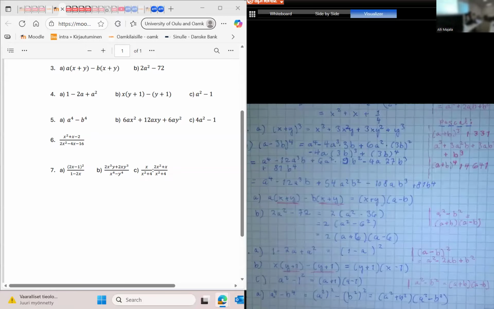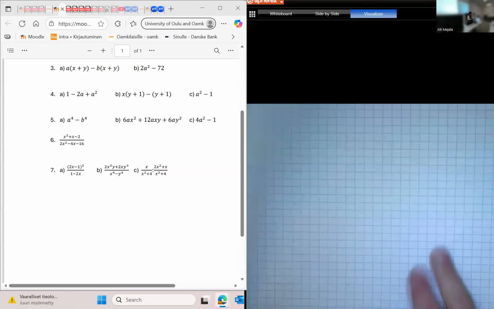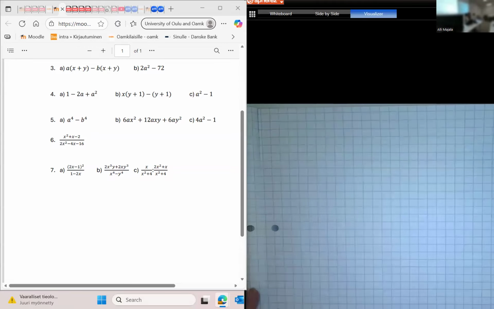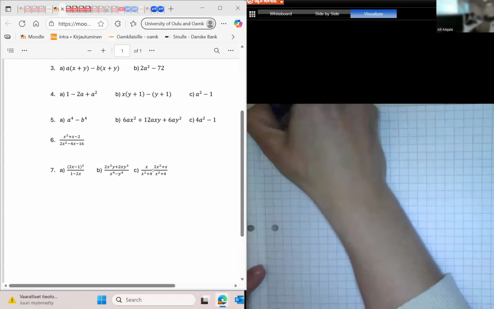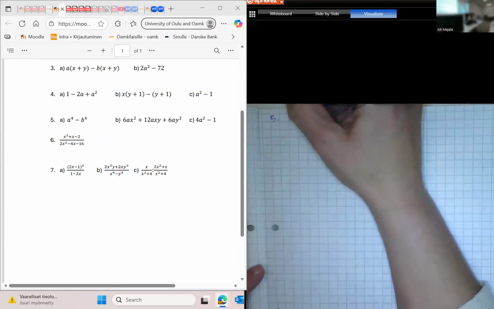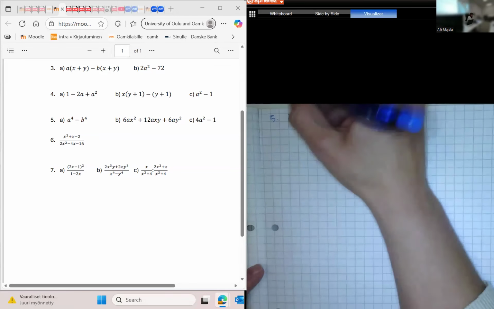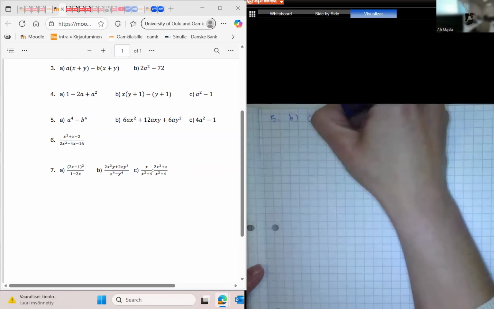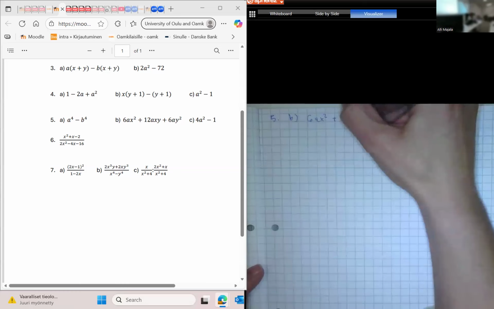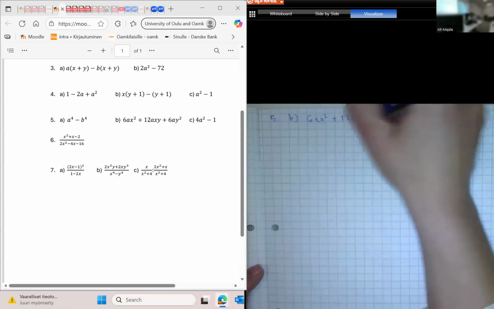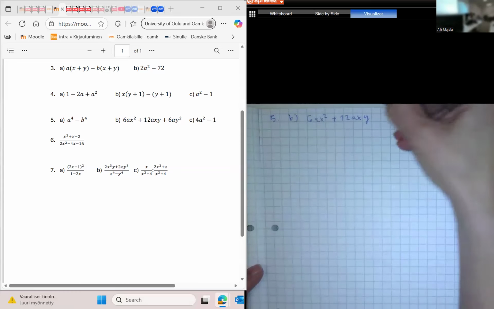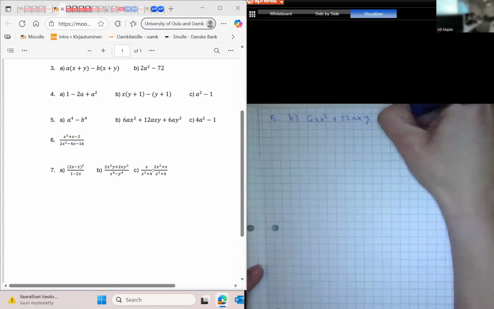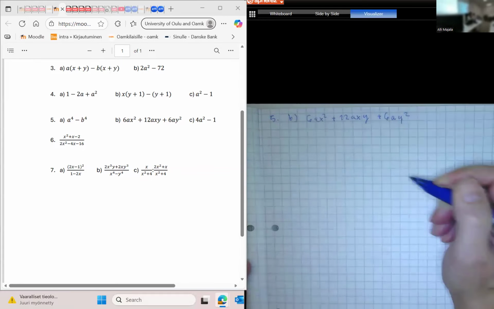Did I ask for C for 5B? 5B. Yes. Okay. I think you're putting it back into the brackets. And then there is 6a plus 12 many things plus 6a in the power of 2.